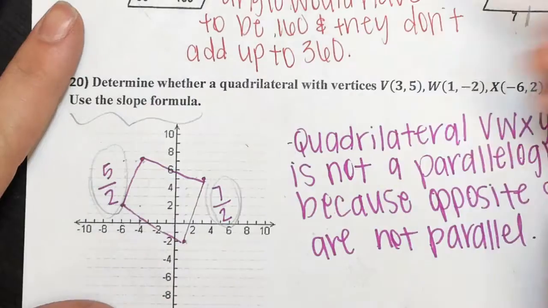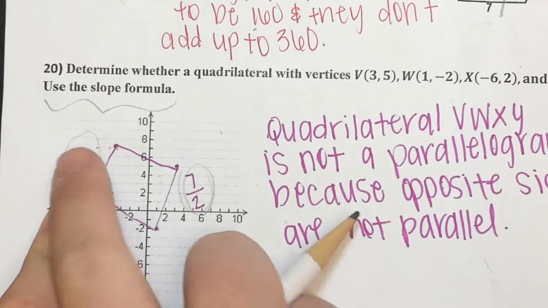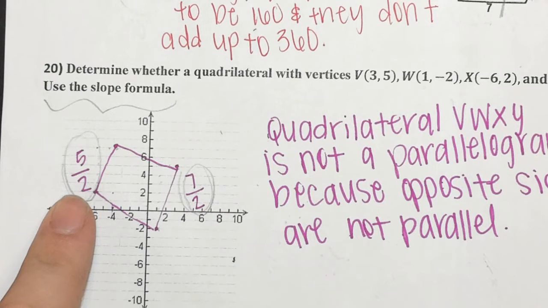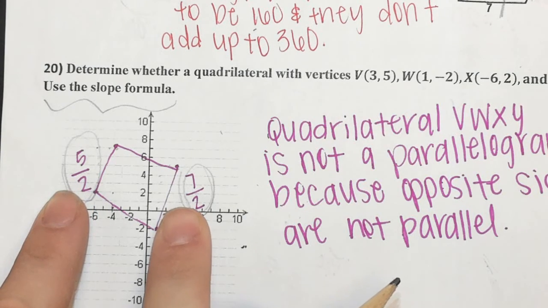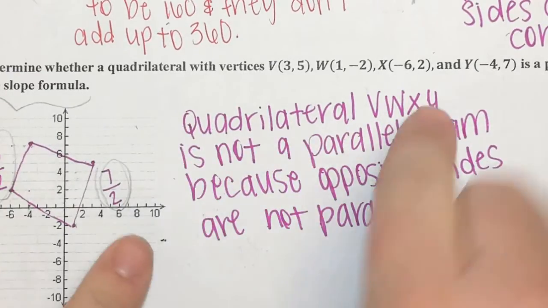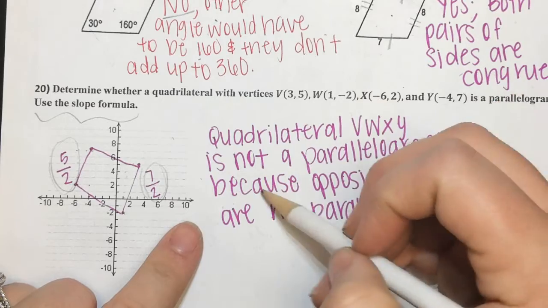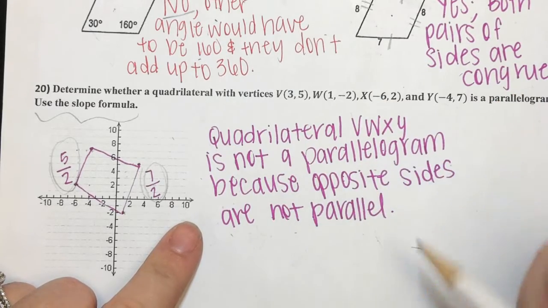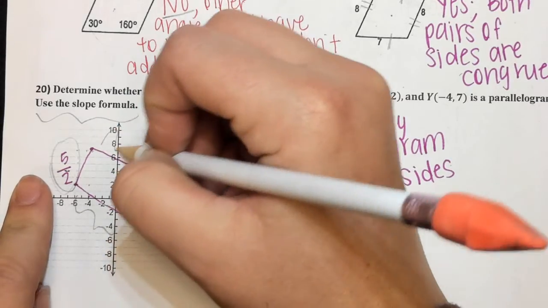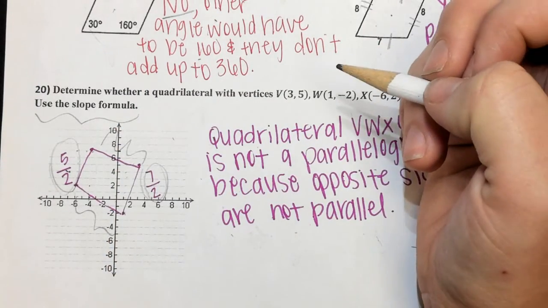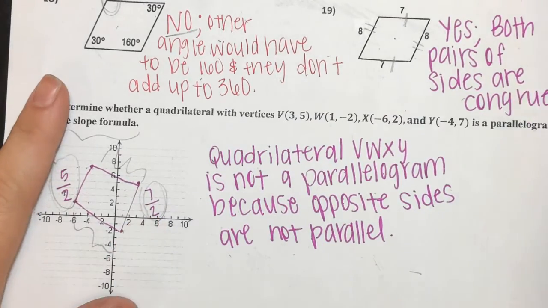Well, I don't even have to go any further because in order for it to be a parallelogram, these two sides have to be parallel. And we know that if the slopes are different, they are not parallel. So quadrilateral VWXY is not a parallelogram because opposite sides are not parallel. And guys, I don't even have to do the other side. I don't have to count it because they both have to be parallel. So if you count one set of sides and they're not parallel, you're good to go.